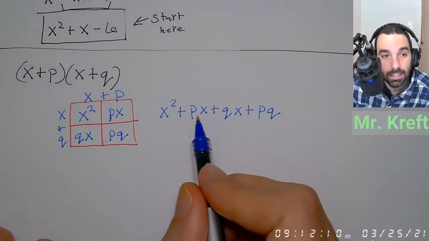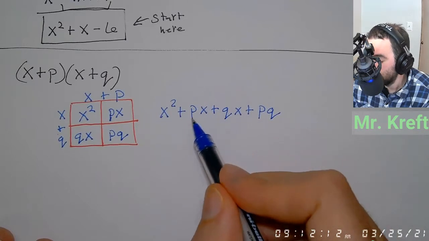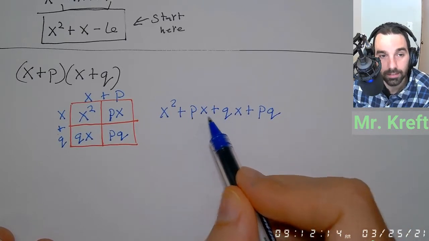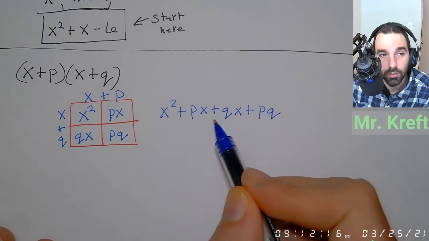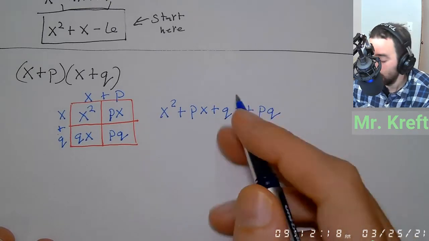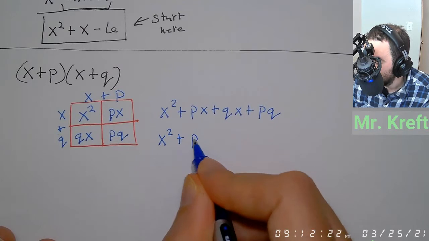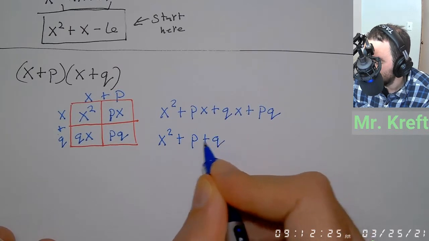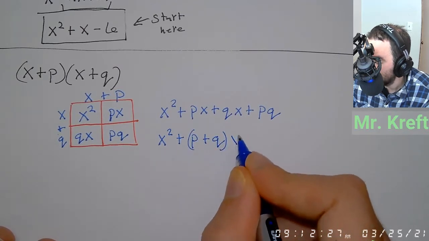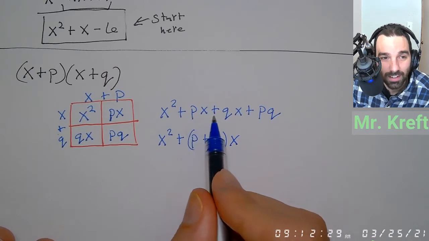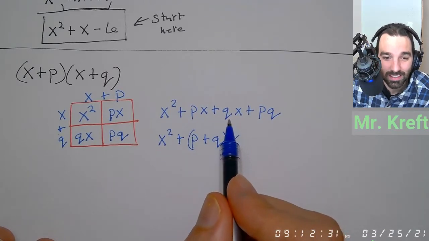Now, notice in the middle, right? So I'm focusing on the middle with the px and the qx. Notice how they both have an x in them. So I can write this like this. I can say p plus q times x. Because didn't we factor out an x? That's what we just did.